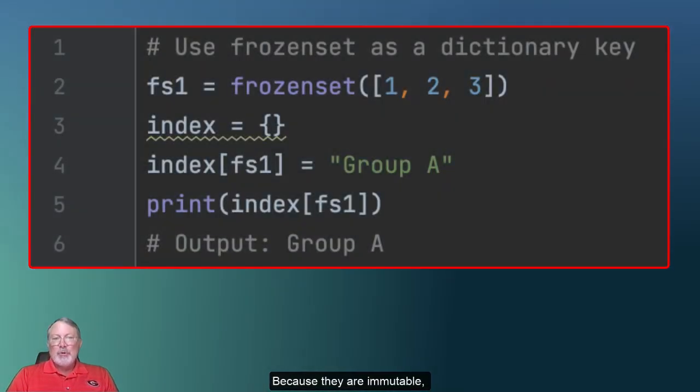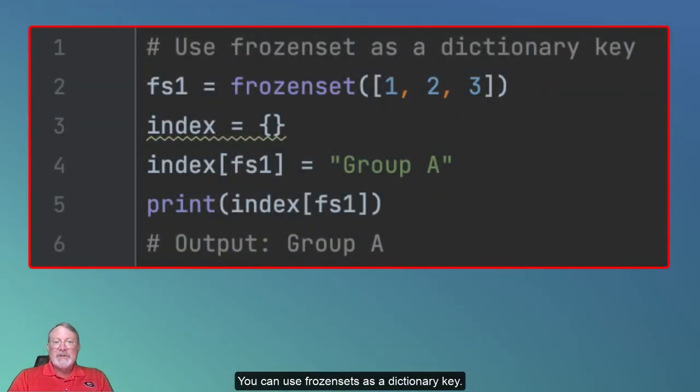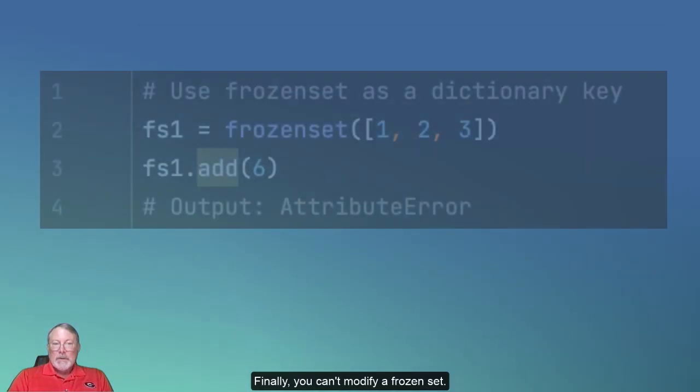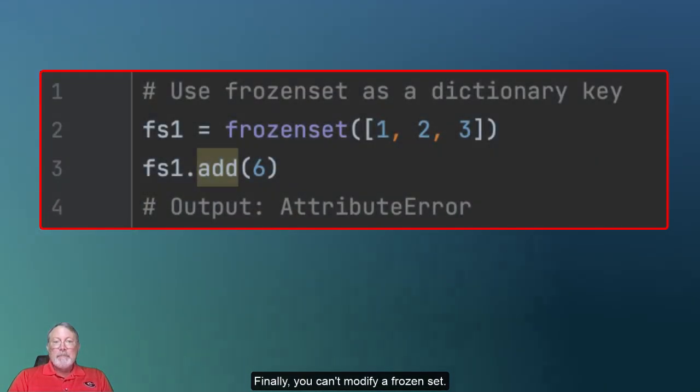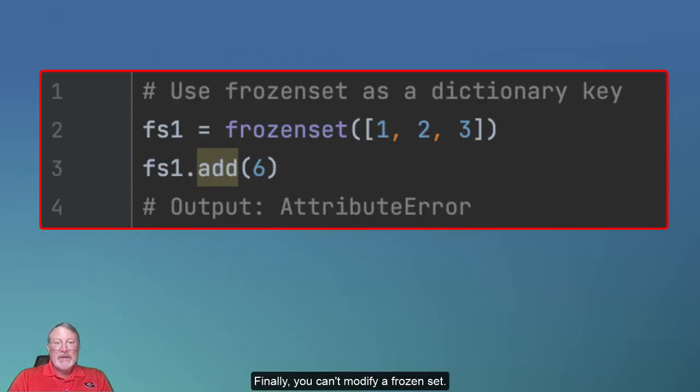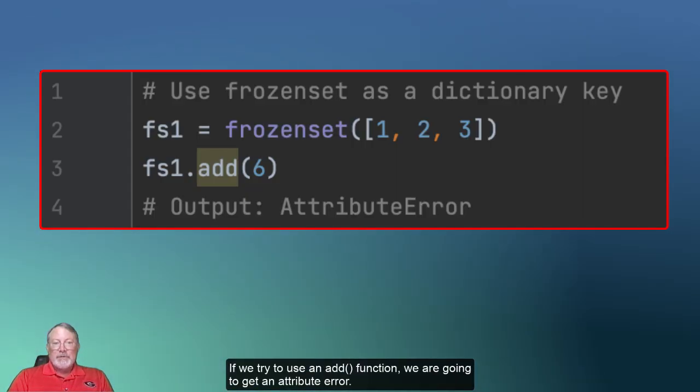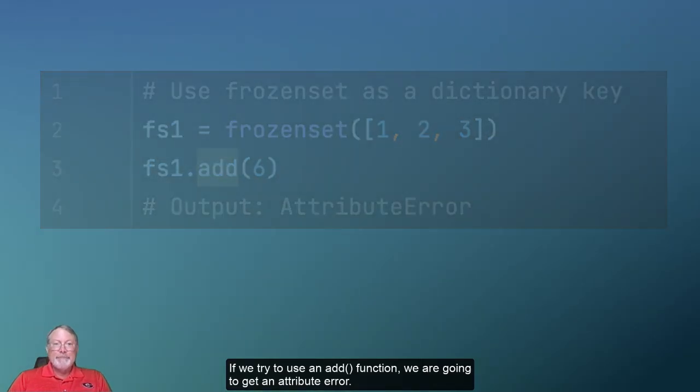Because they are immutable, you can use frozen sets as a dictionary key. Finally, you can't modify a frozen set. If we try to use an add function, we're going to get an attribute error.